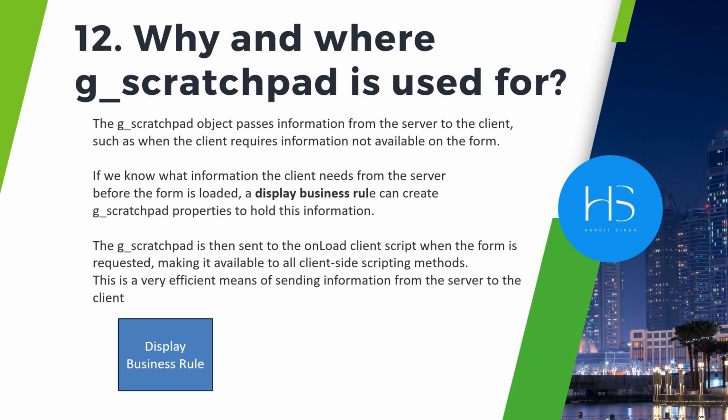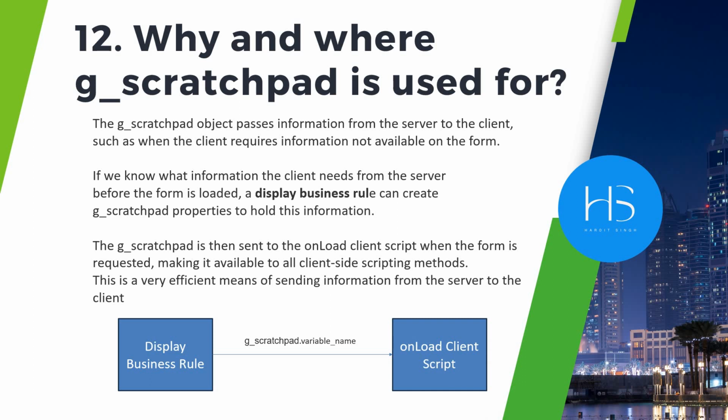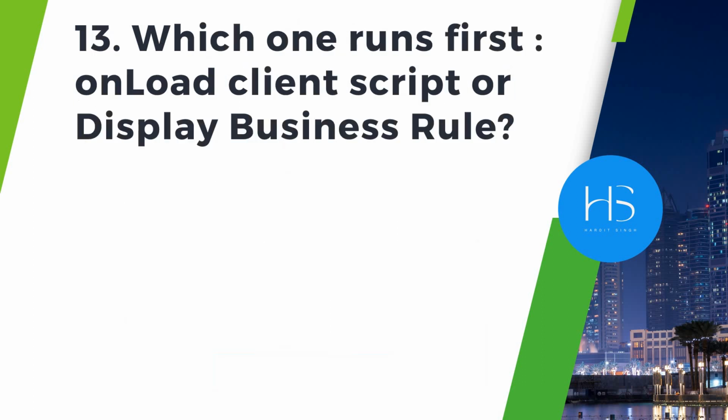To reiterate what I said, there is a display business rule. You define a value in this, fetch it from the ServiceNow server, and store it in g_scratchpad.variableName. You can have any variable name here you want. So g_scratchpad.hardit, store that value using this variable, then it is passed to the onLoad client script, which is automatically done by ServiceNow. So you have to use that in the onLoad client script, and how to use it is pretty simple. You will use the same variable, g_scratchpad.hardit, and you will be able to fetch that value. So this involves both concepts, display business rule and onLoad client script.